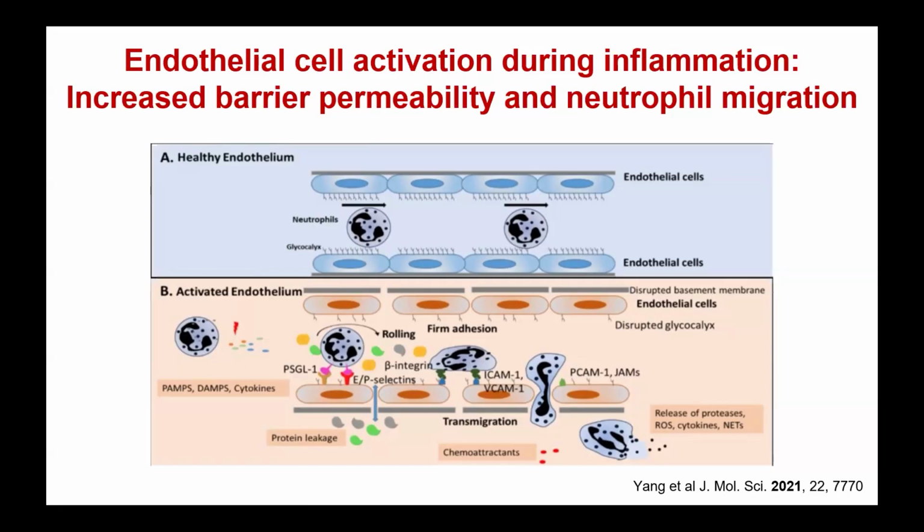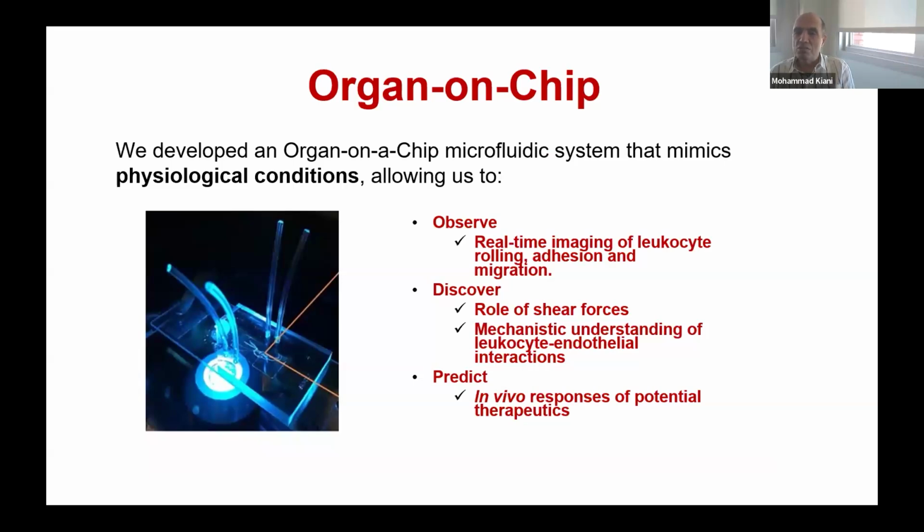Of course, animal models have been used to study these things for a long time, and as you will see, this has been our starting point as well. We have developed an organ-on-a-chip microfluidic system that mimics the microphysiological conditions, allowing us to observe real-time imaging of leukocyte rolling, adhesion, and migration, all on the same system, discover the role of shear forces, and gain mechanistic understanding of leukocyte and endothelial interaction. This has then allowed us to predict in vivo responses of various therapeutics.